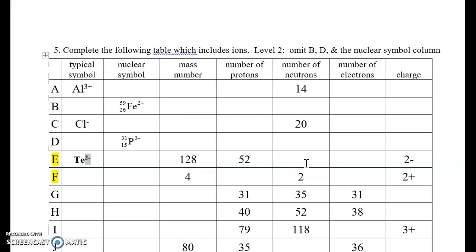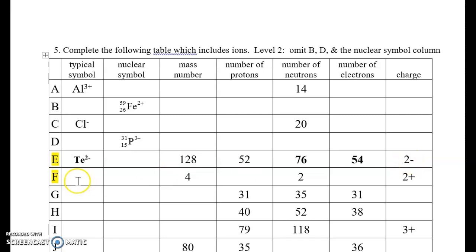Neutrons, we get that the same way we did on the previous table. Neutrons plus protons must equal mass number. So if you just subtract the 52 from the 128, you get 76 neutrons. And electrons, the clue to electrons is always the charge. If the charge is 2 minus, that means there's 2 more electrons than protons. So if we have 52 protons, we must have 54 electrons. So remember, those electrons are carrying the extra negative charge.